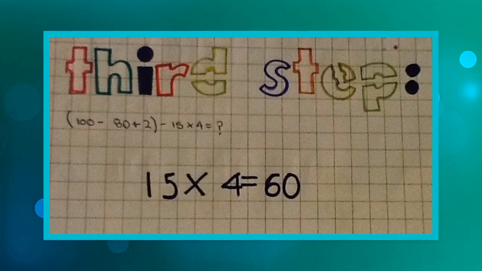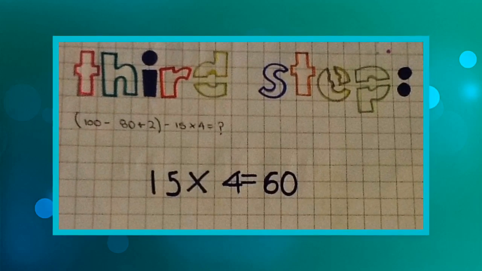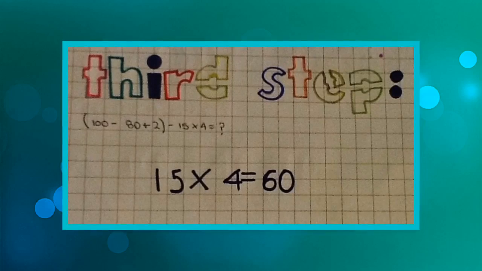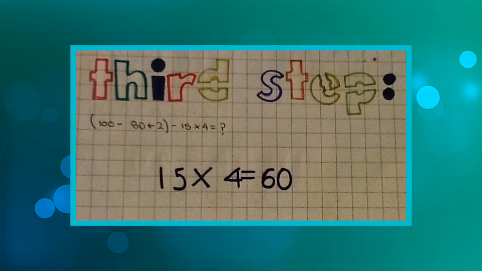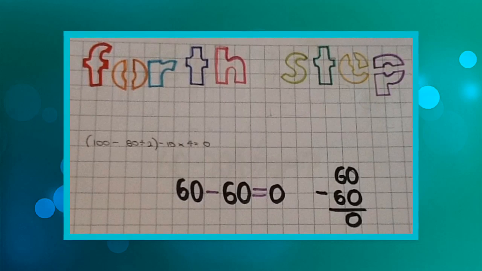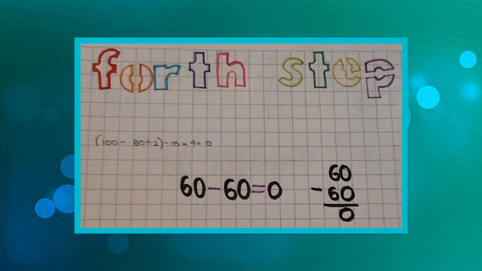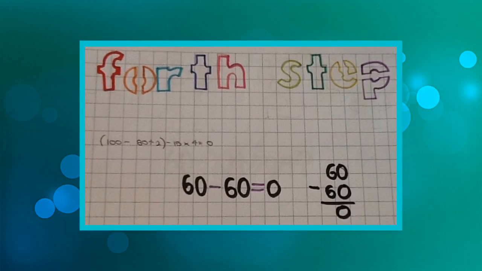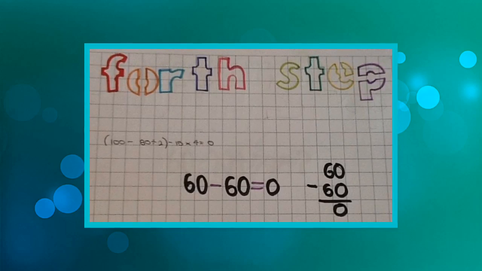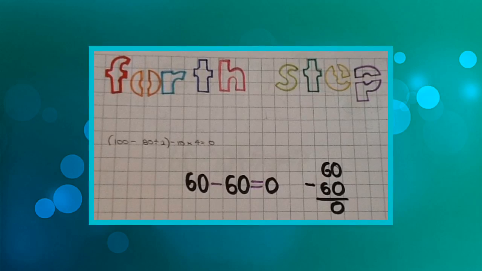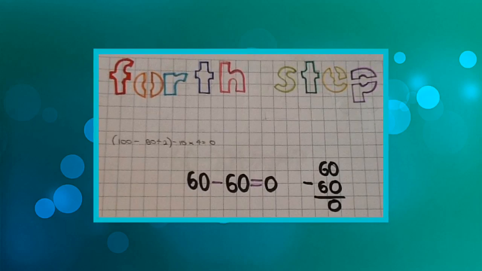The third step is to do 15 times 4 that equals 60 because 15 times 4 is like a little problem in a big problem. The fourth step is to do 60 minus 60 that equals 0 because when we did the second step, we didn't use the 60 and in the third step we had a 60.